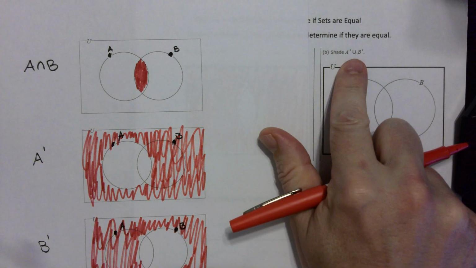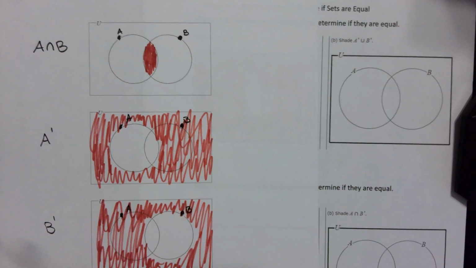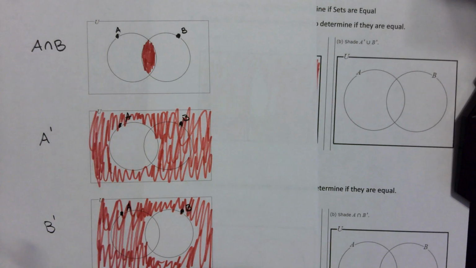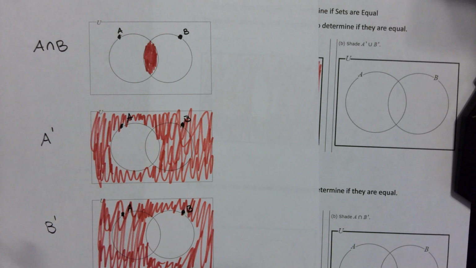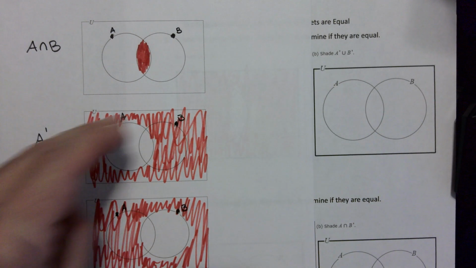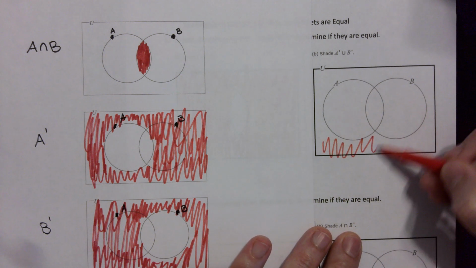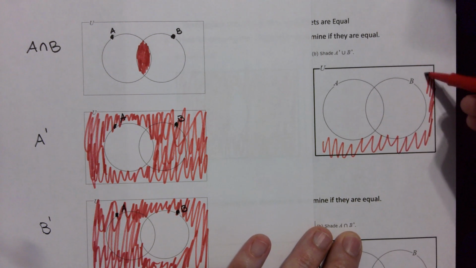Okay, now our question was shade A complement union B complement. So union means if it's shaded in either one of these, I'm going to shade it. So what do we shade? Everything that got shaded. So can I shade the outside of the two circles? Yes, I can. Okay, so shade that first. Here's the outside of the two circles.